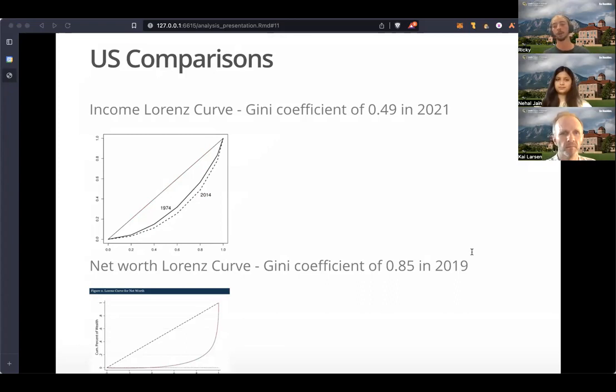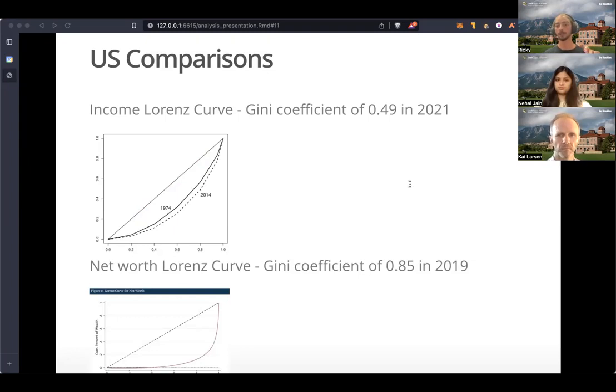As a point of comparison for us to evaluate these systems, we can compare these to real US data. When we look at the distribution of income within the United States, we get a Gini coefficient that's around 0.49, which is actually a lot better than what we get if we look at the Gini coefficient of the net worth within the United States, which is 0.85.